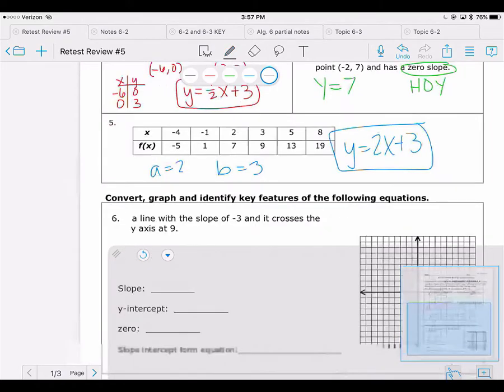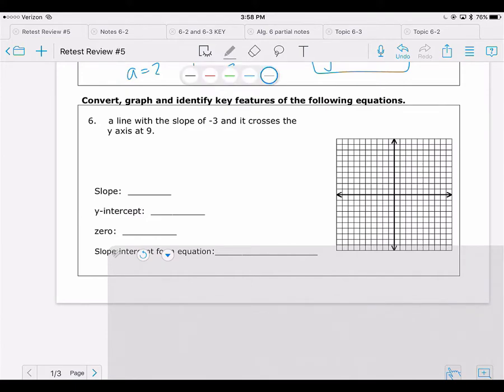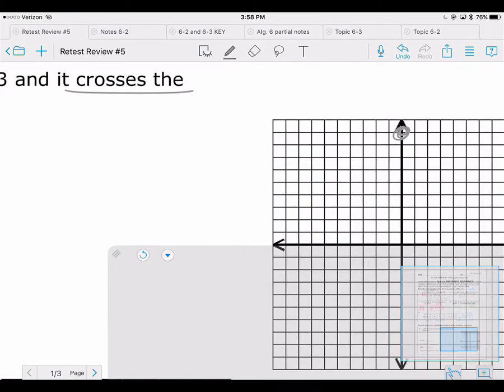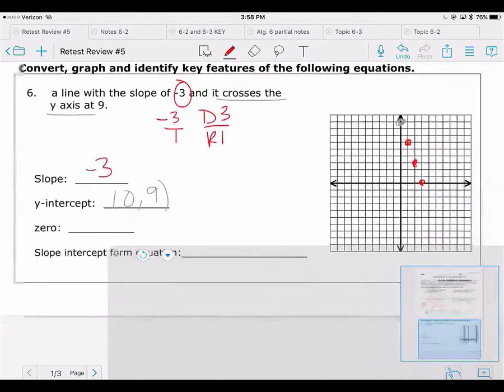Problem 6 asks us for a line with a slope of negative 3 that crosses the y-axis at 9. So if it crosses the y-axis, that would be the same thing as my y-intercept. So I go up to where y equals 9 and plot my point. And then a slope of negative 3 is the same as negative 3 over 1. We're going to go down 3, right 1, down 3, right 1, and so on.